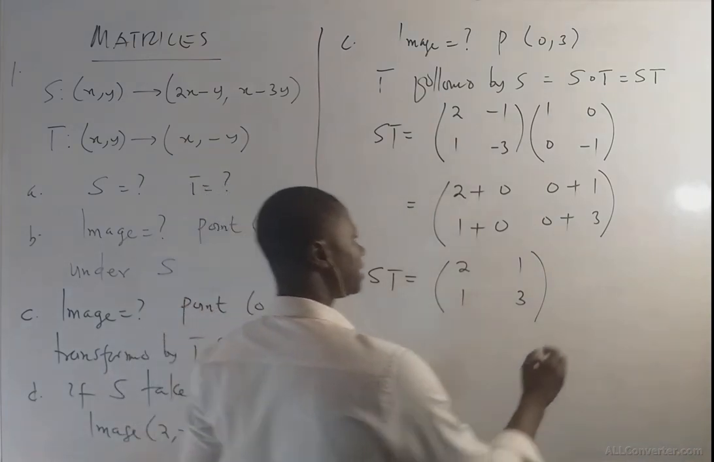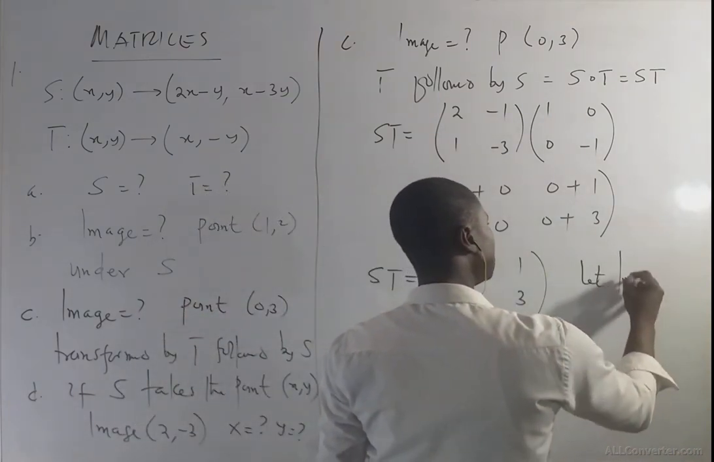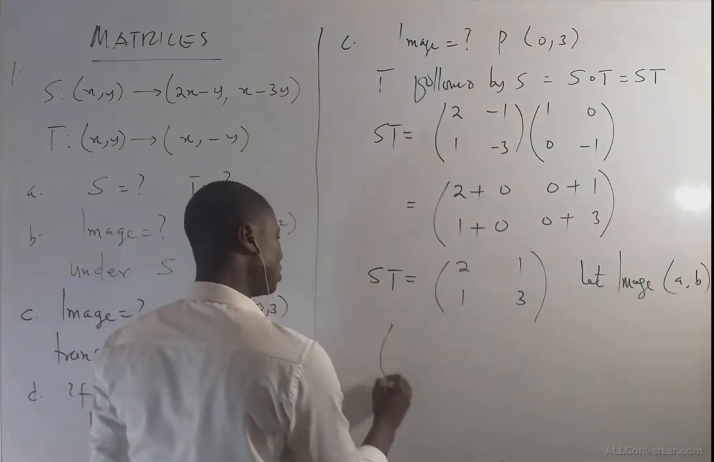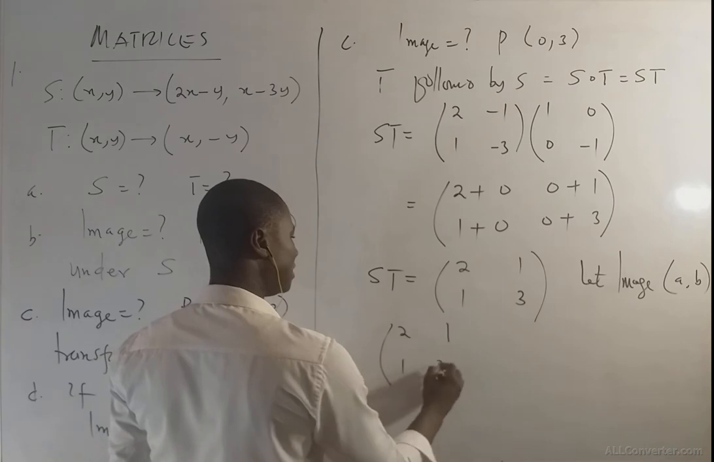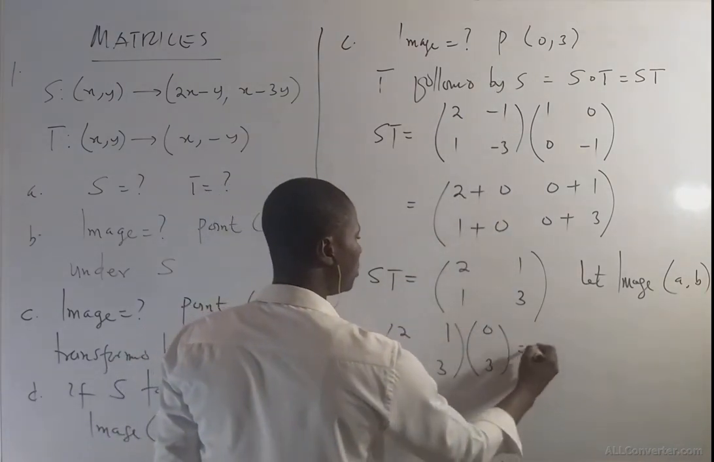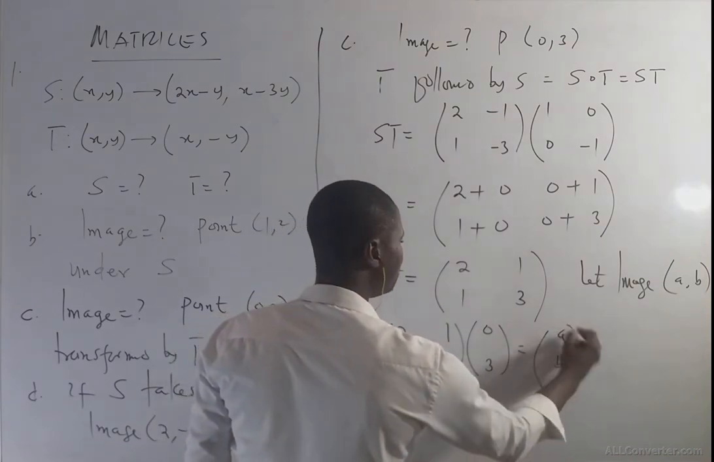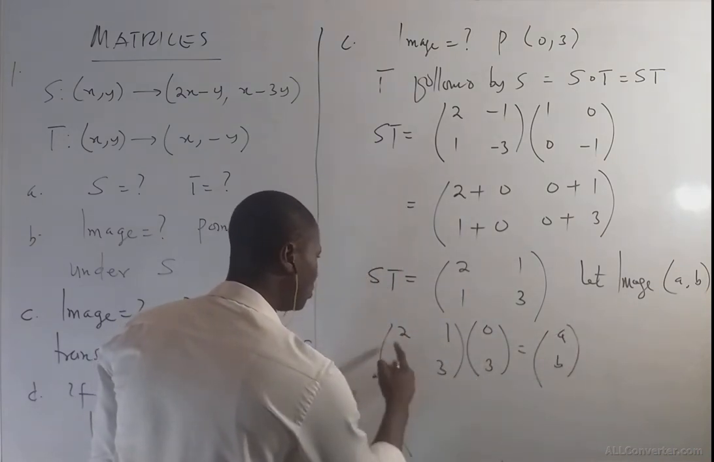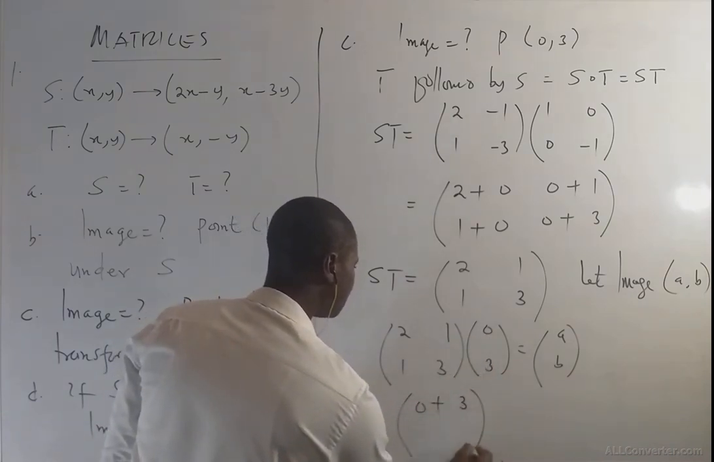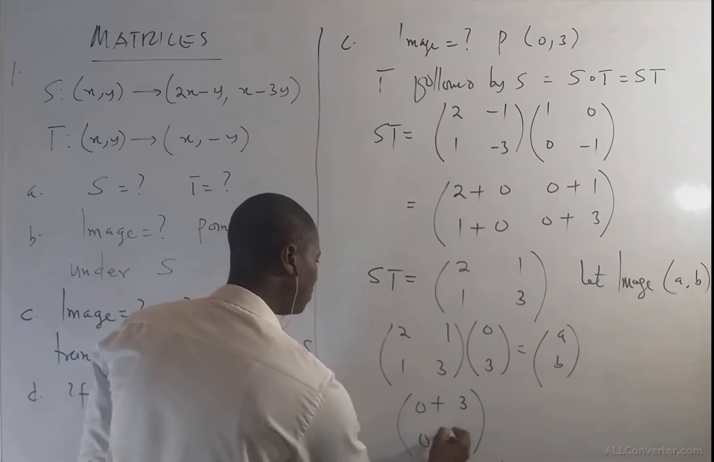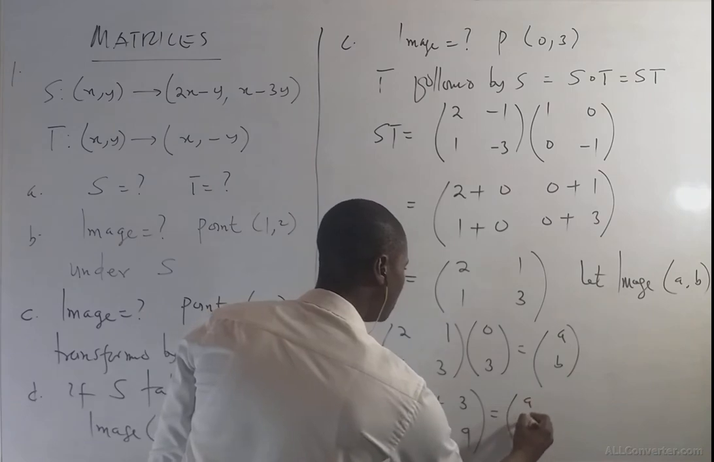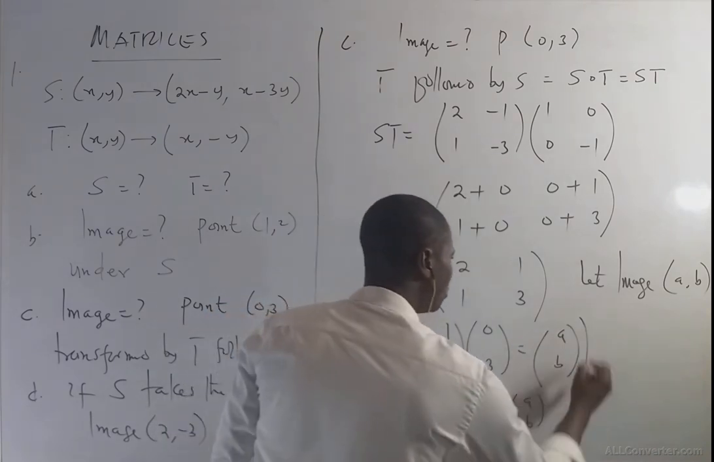So we can say that let the image be (a, b). Okay, so we now multiply [2, 1; 1, 3] by the point, and the point is (0, 3). Then we equate to the image, and the image now is (a, b). So let's multiply. Now 2 times 0 will give us 0, plus 1 times 3 will give us 3. 1 times 0 will give us 0, plus 3 times 3 will give us 9. And this will be equal to (a, b).